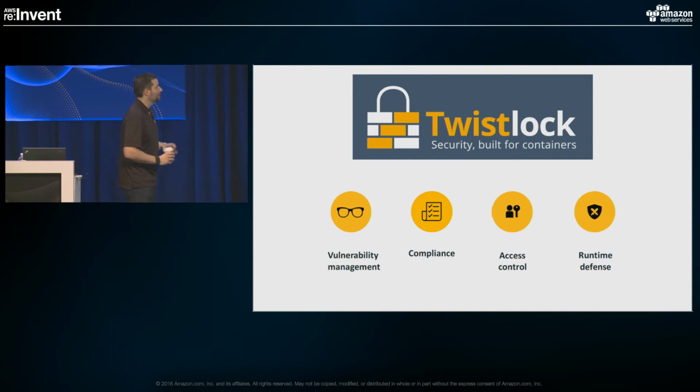Another tool, another partner we have, is Twistlock. Twistlock does a lot of vulnerability management of the containers themselves. They also do compliance checks on the actual images. You can set up access control and runtime defense using their partner tools. It's a really effective way of knowing what you have. Doing pre-deploy scanning is really effective there. You can also scan the full repo for vulnerable images and have it set up to scan your private repo.